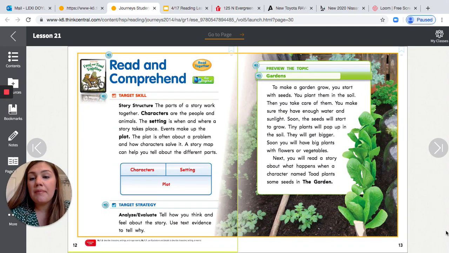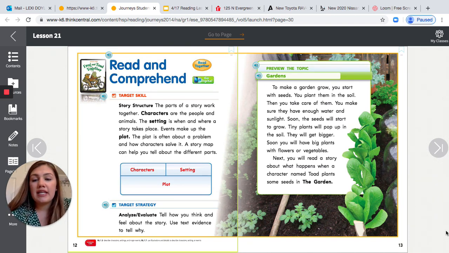Events make up the plot. The plot is often about a problem and how characters solve it. A story map can help you tell about the different parts. Okay, so we learned that events make up the plot. Well, we know that events are things that happen in the story. Okay, so things that characters do or things that happen to the characters in a story that are important. Those are events. And those different things that happen in the story make up the plot.